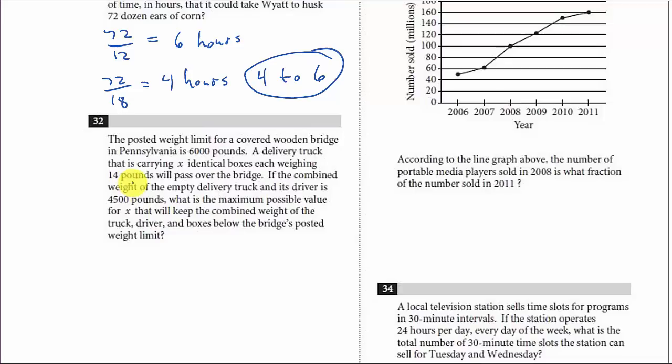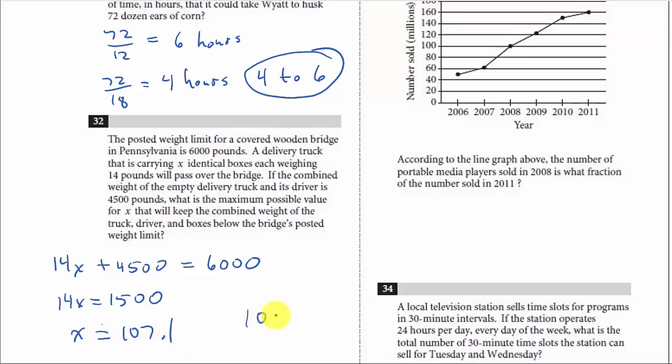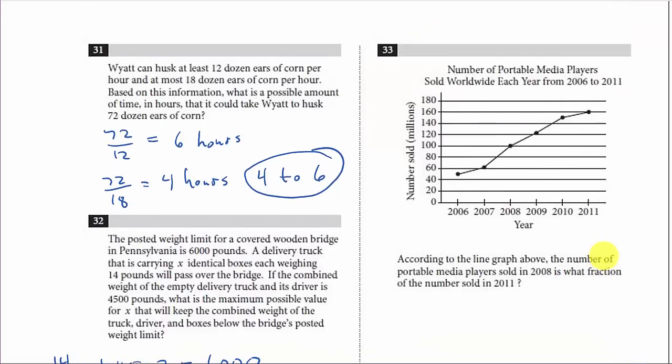So the boxes, they're 14 pounds each. And how many do we have? We've got x identical. So the 14x plus, and then we have the 4,500 pounds of the empty delivery truck and the driver. So that's 4,500. That's the empty truck and the driver. And then this is adding the weight of the boxes. And we want to know, when does that equal 6,000? Because it says the maximum number of possible boxes we can put on the truck, so we just solve this. So I've got 14x, subtract 4,500 from both sides. That's 1,500. Divide by 14. That's equal to 107.1. So we can have no more than 107.